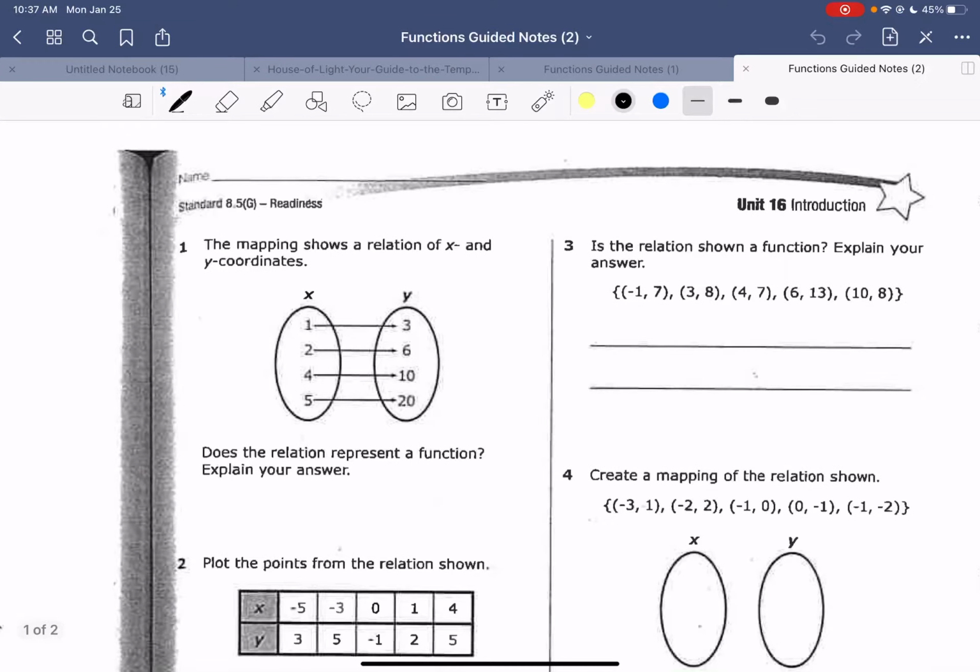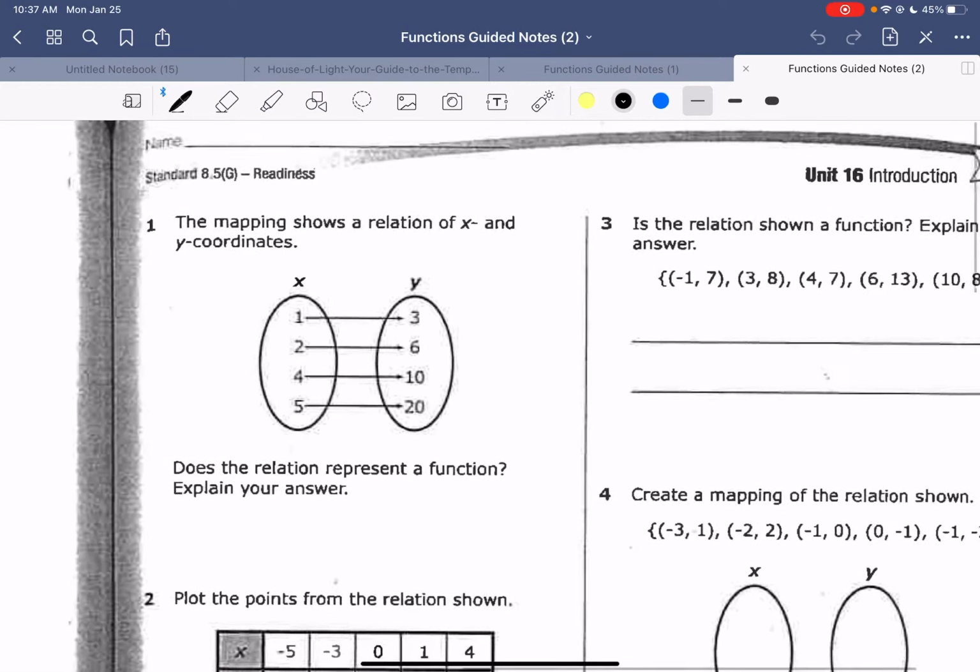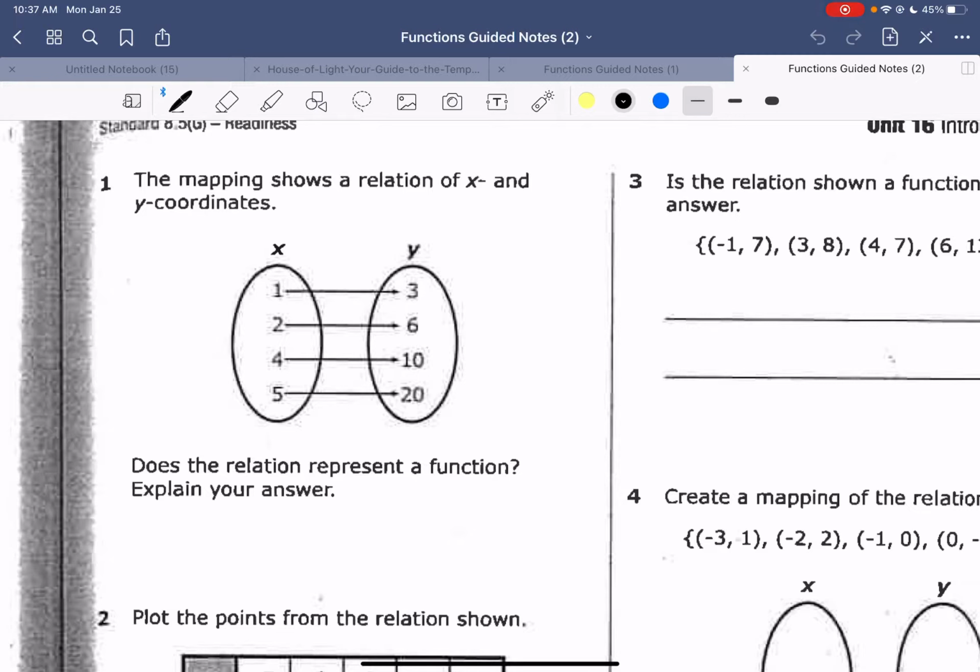Our next unit is something on the lines of functions. So up to this point, you've watched something about the function machine, and now we're going to look at some different ways that functions can be represented. On this first one, it says the mapping shows a relation of x and y coordinates. So if we notice here, we have our x coordinates and we have our y coordinates, and this is essentially creating a coordinate pair. So this could also be written like this: x, comma, y.